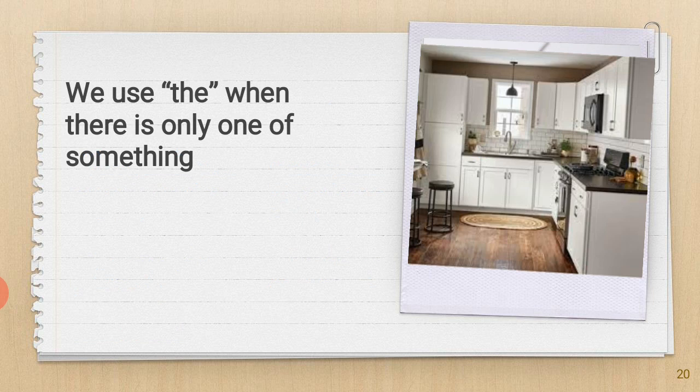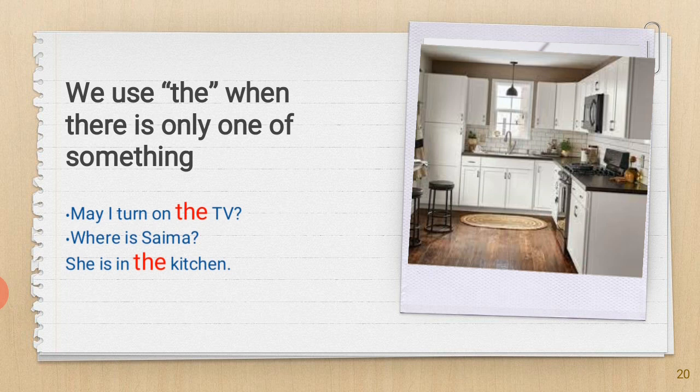And you use the when there is only one of something, as you can see in the picture. May I turn on the TV? And the second is related to this picture. Where is Saima? She is in the kitchen. So we use the when there is only one of something.